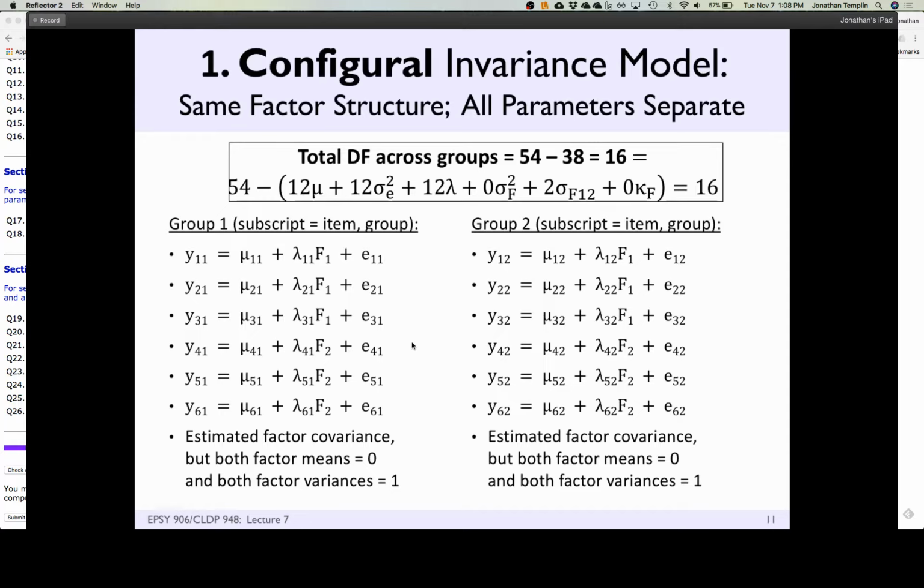So in group 1, we had 27 possible parameters, and in group 2 we had 27. So that's where we get a total of 54 parameters we could have had in both groups. What we're estimating in group 1 is 6 factor loadings, 6 item intercepts, and 6 residual variances. And in group 2 we have the same 6, 6, and 6. Plus we're estimating 1 factor covariance in group 1, 1 factor covariance in group 2. So that's where all these parameters in these parentheses come from. It means that we're estimating 38 total parameters, leaving 16 degrees of freedom.